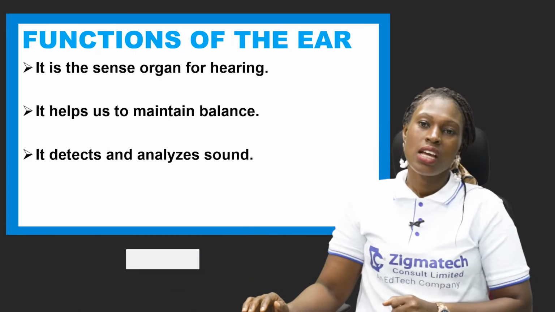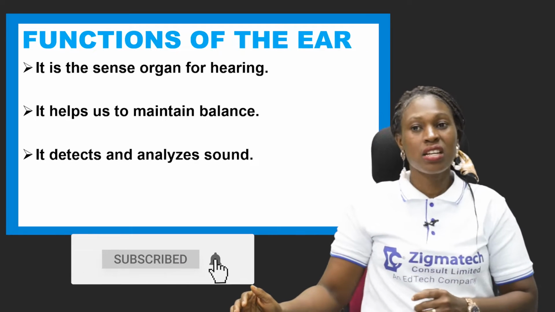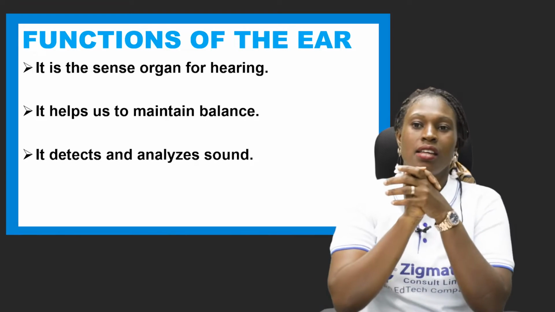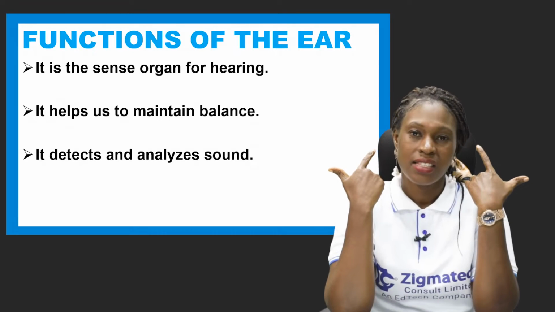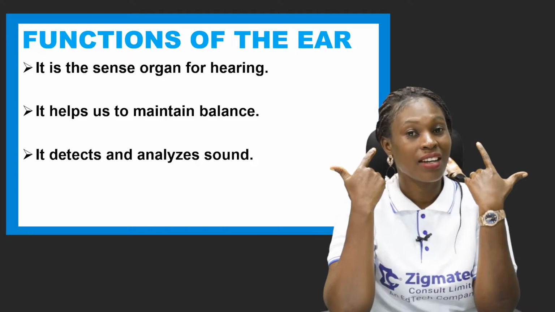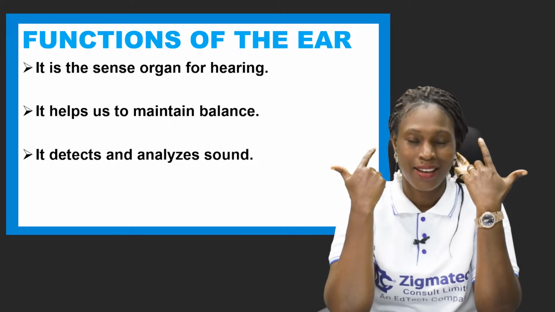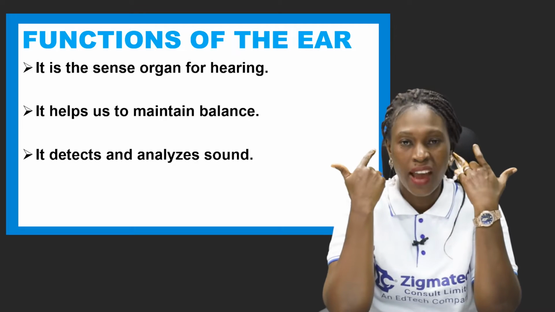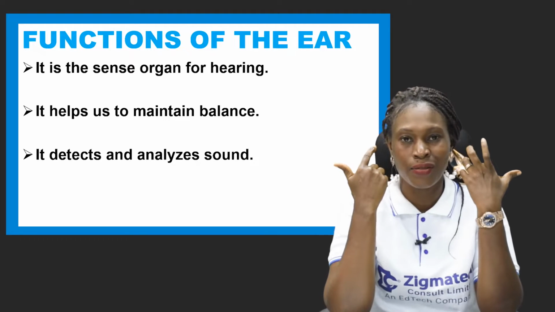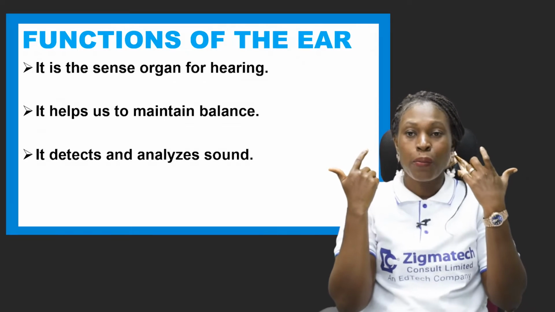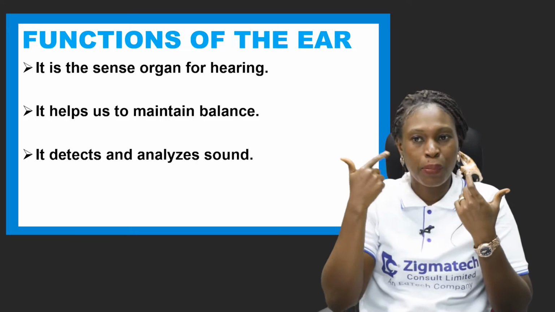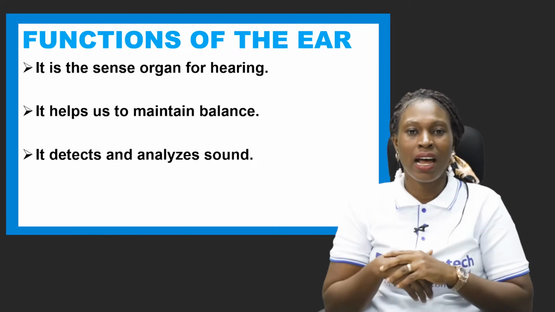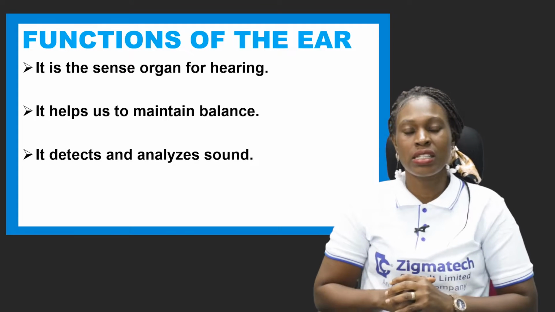Now, what is the function of the ear? The first thing that we should know about the ear is that it aids our hearing. Without our ears, we can't hear. So it is one sense organ that helps us to hear, to be sensitive. Something is happening, and you're able to know what is happening, to hear sound and all of that with your ear. And it helps us to maintain balance. The ear helps us to maintain balance.